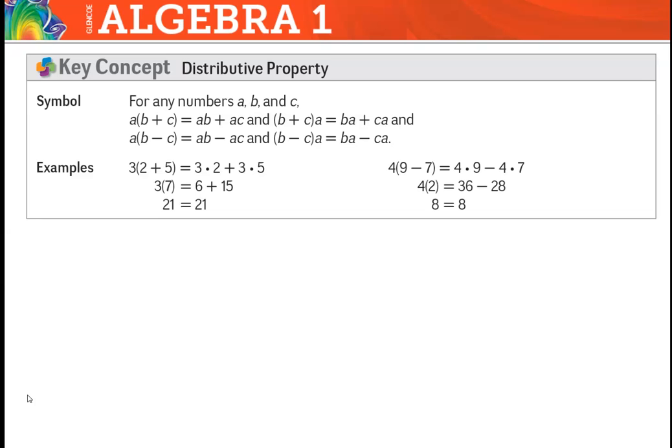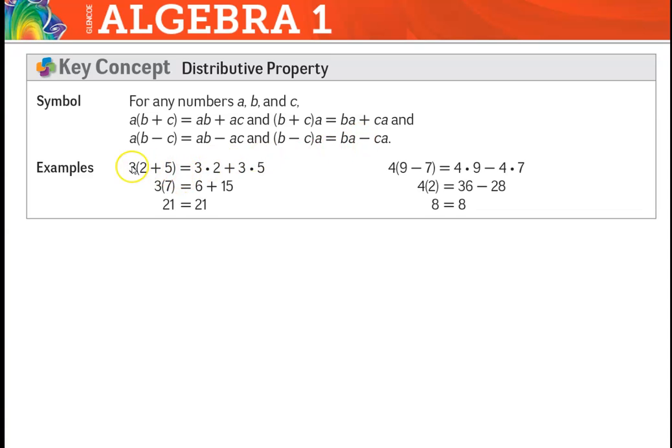Okay, this is straight out of your book. This is the key concept of what the distributive property is. So what this says is for any numbers a, b, and c, a times, in parentheses, b plus c equals a times b plus a times c. And b plus c times a, okay, you can flip it around. It's going to again equal b times a plus c times a. And of course, you've got the same thing for using subtraction.